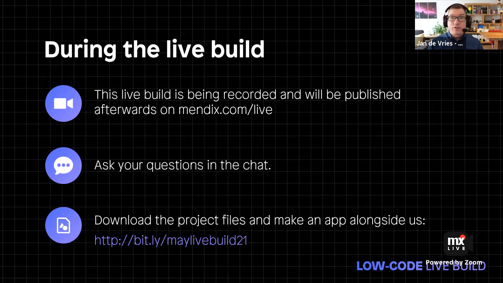Now, of course, as usual, in a low-code live build, we share the project files so that you can download them, make your own app, and we have 2 files in this package that you can download using the link that you see on the screen. There is the empty state, which is the starting point of this live build, and there's the final state. So the completed version, including the completed workflow, the pages, and everything you need to run the application.